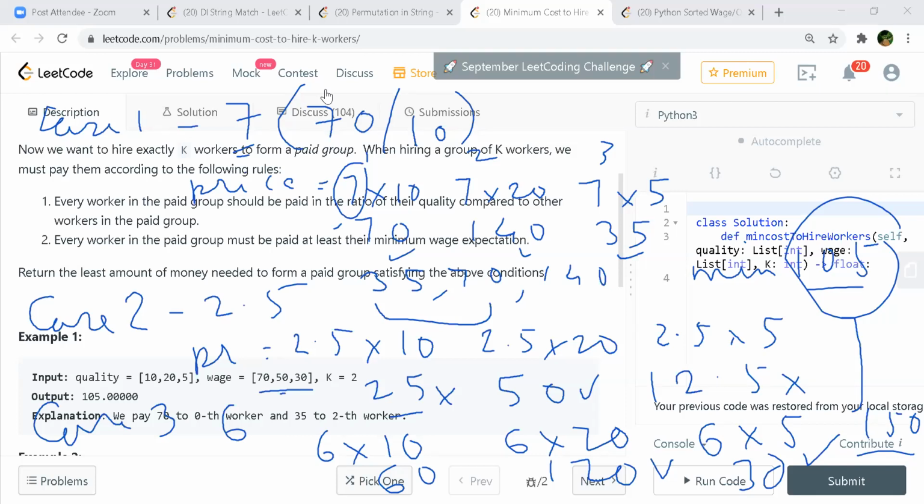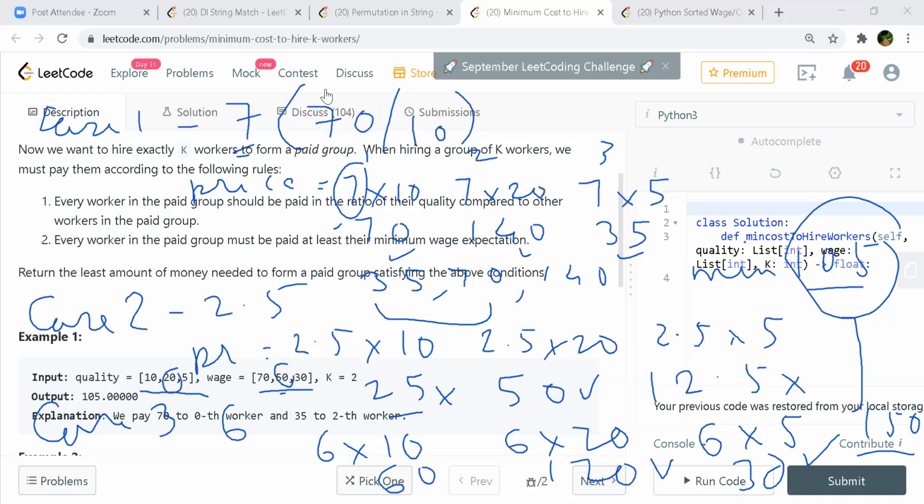So you see the ratio we calculated for case 2 is based on this 50 over here in the wage, and then 20. So 50 divided by 20 is 2.5. Then we use this ratio and multiply it with the quality of each and every worker, so 2.5 into 10, 2.5 into 20, and 2.5 into 5.